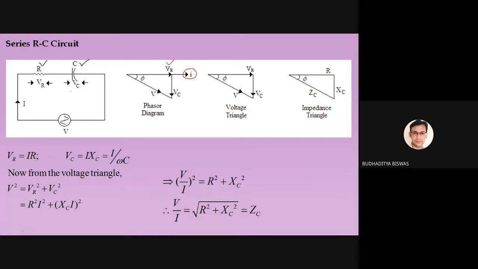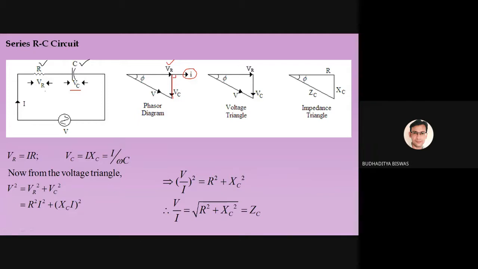What about the VC? What about the VC and I? VC is the voltage across the capacitance. So this voltage leads or lags the current? Voltage in a capacitor lags. So that's why you see that I draw the voltage across the capacitor in this way, because it lags the current by an angle of 90 degrees. So this angle is 90 degrees.